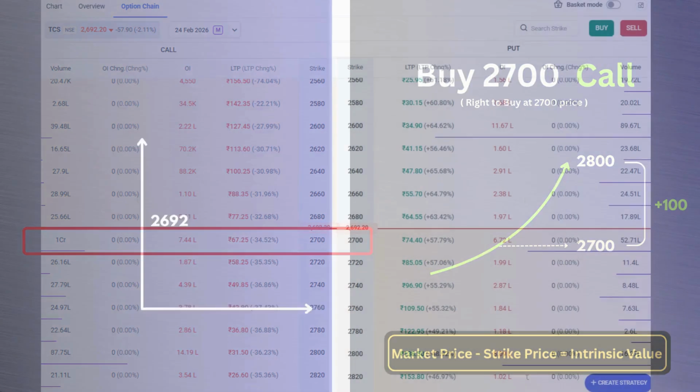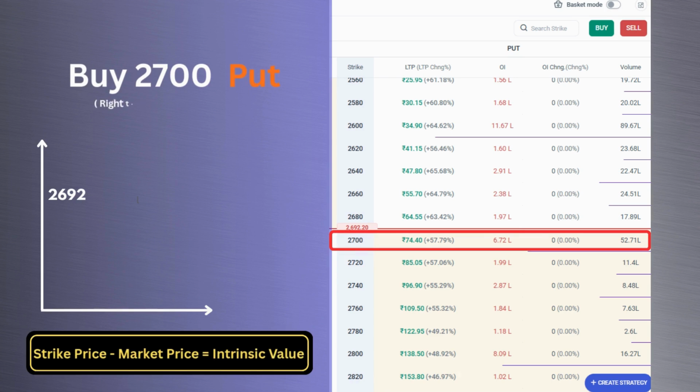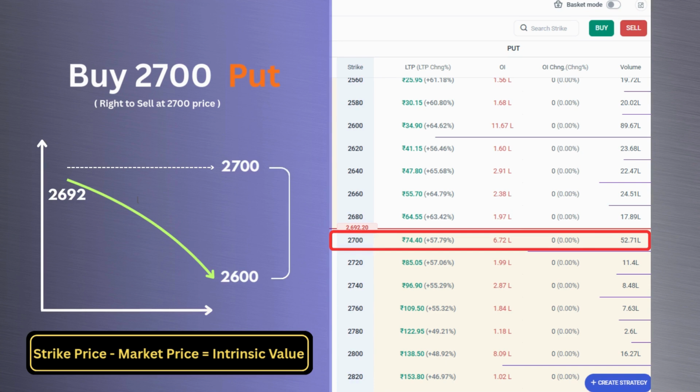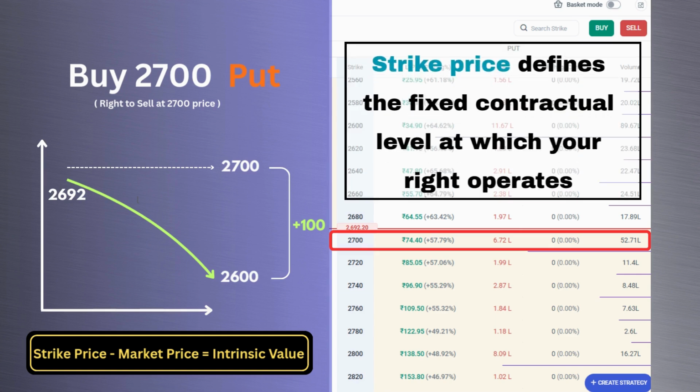If instead you bought a 2,700 put option, you have the right to sell at 2,700 rupees. If TCS falls to 2,600 rupees at expiry, you can sell at 2,700 rupees, while the market is 2,600 rupees. That gives you 100 rupee per share advantage. So strike price defines the fixed contractual level at which your right operates.